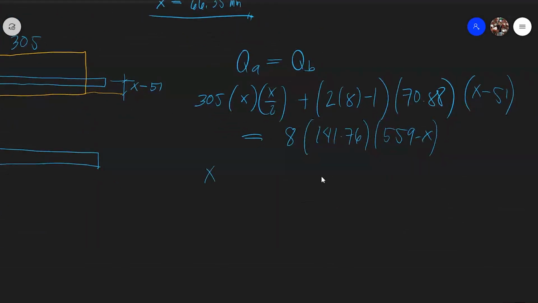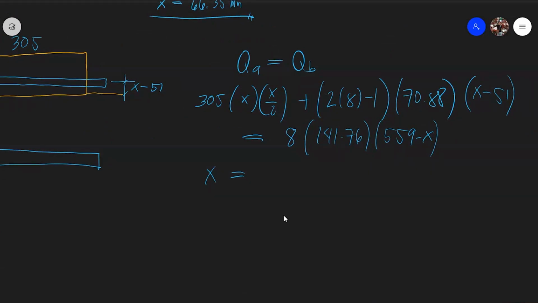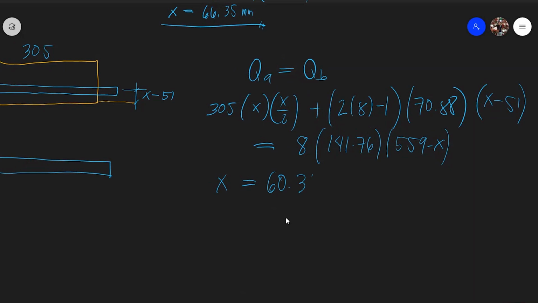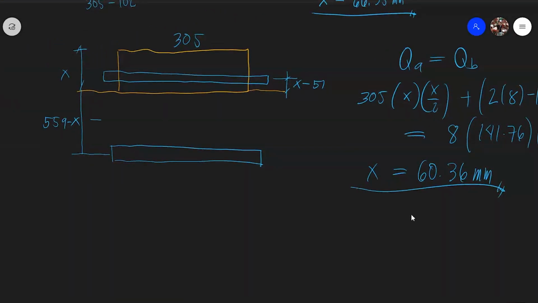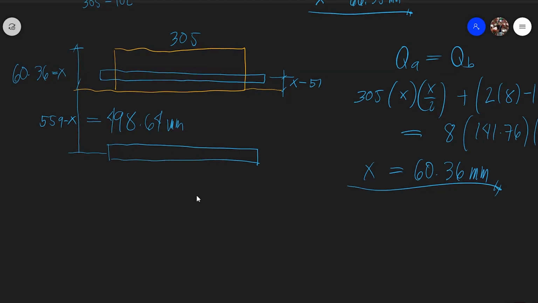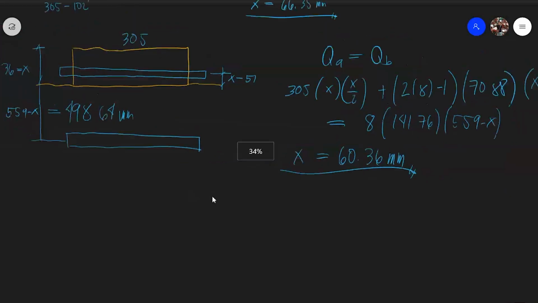Now, please solve for the value of x. It is 60.36, in mm. So your x is 60.36. Then this other distance, 559 minus x, is 498.64.